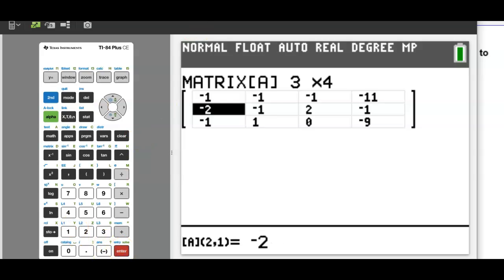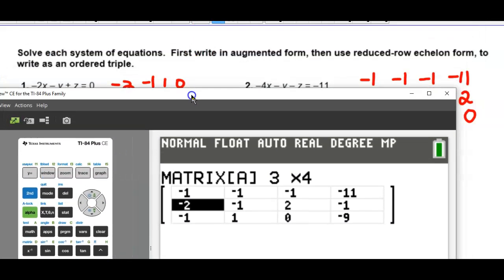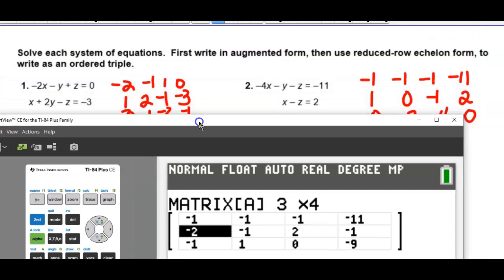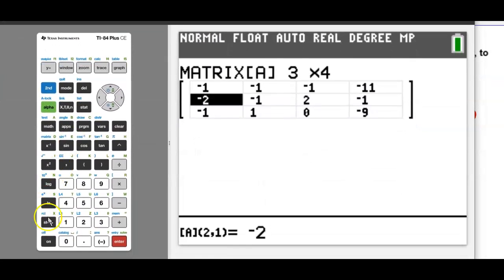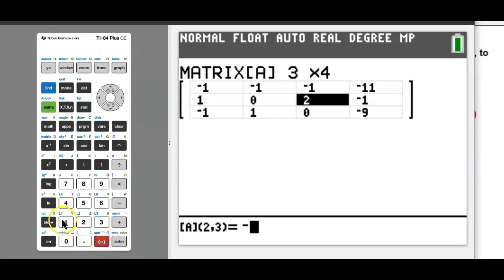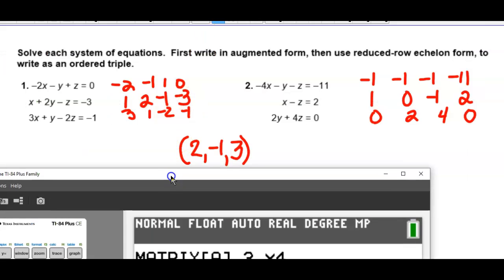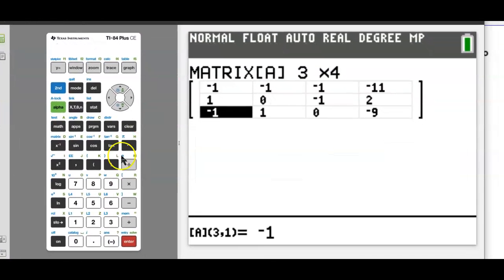Which you actually could enter as 1, 1, 1, 11, because remember, you can always multiply through by anything. But 1, 0, -1, 2. 1, 0, -1, 2. 0, 2, 4, 0.